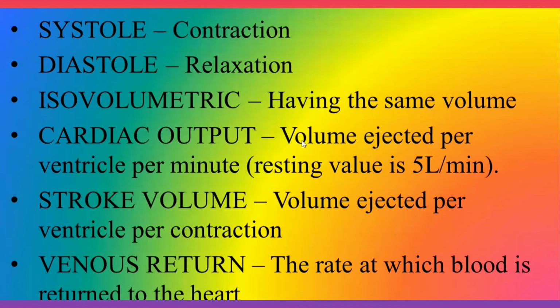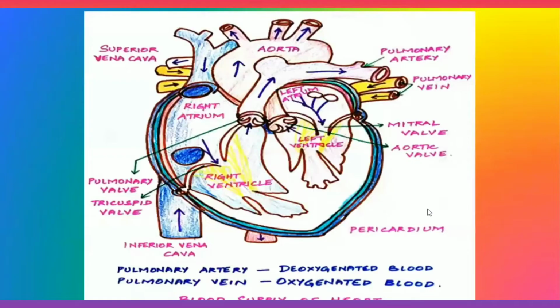Cardiac output is the volume ejected per ventricle per minute. From one ventricle in 1 minute, the volume of blood which is ejected is called the cardiac output. At resting state, it is about 5 liters per minute. Stroke volume is the volume ejected per ventricle per contraction. From one ventricle, for one contraction, the volume of blood which is ejected is termed stroke volume. The venous return is the rate at which the blood is returned to the heart.